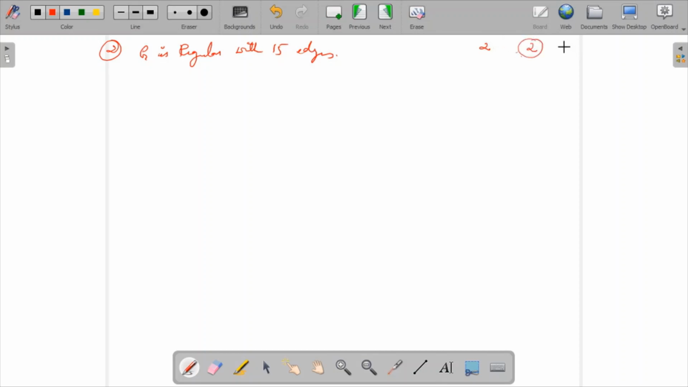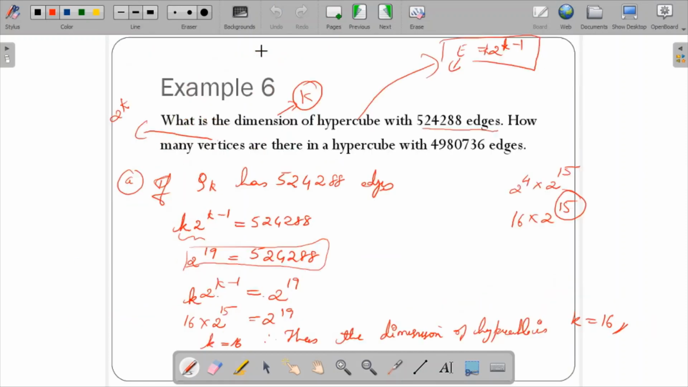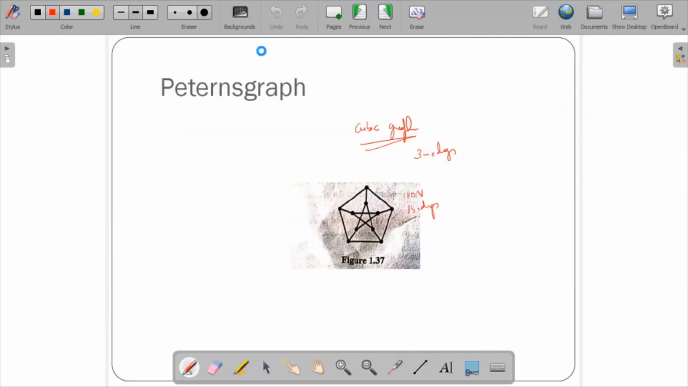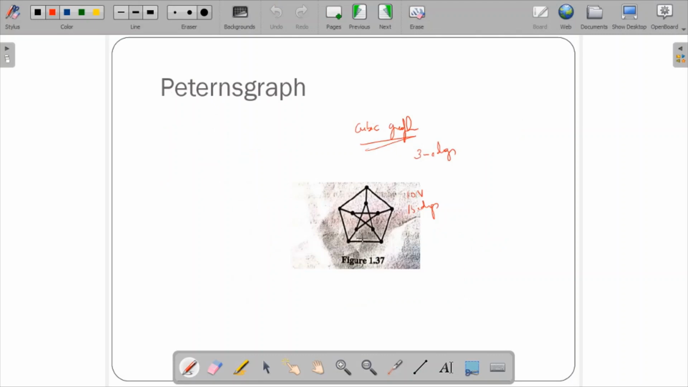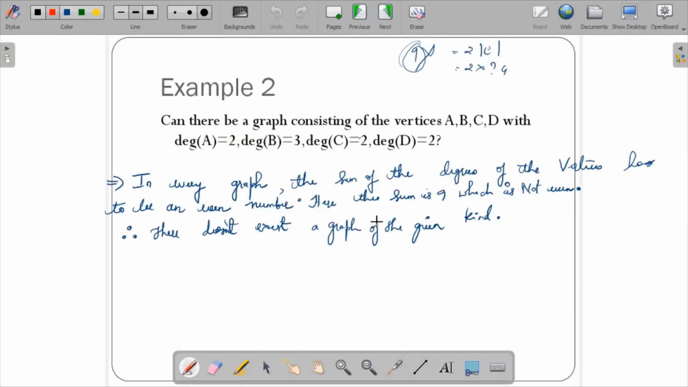If it is a 3-regular graph, then it would have 3 vertices itself, 3 edges itself, 2 degrees itself. So regular graph definition, if you see, go back and check over here. A graph in which all the vertices are of the same degree is called a regular graph. For example, this is a 2-regular. One vertex has 2 edges, 2 edges, 2 edges, 2 edges. Here also if you see, 4 edges for all these. Here also if you see, it is 3 edges. So this is the concept of regular graph.